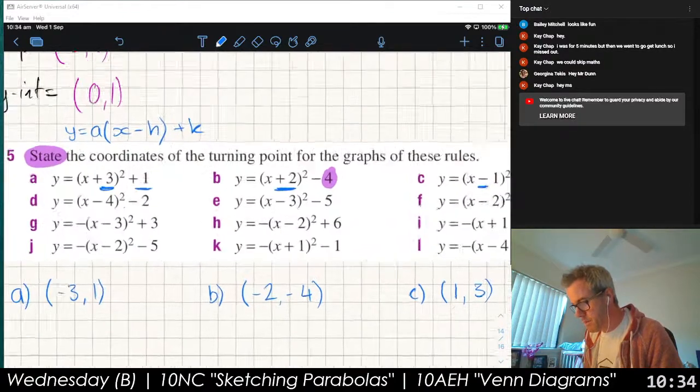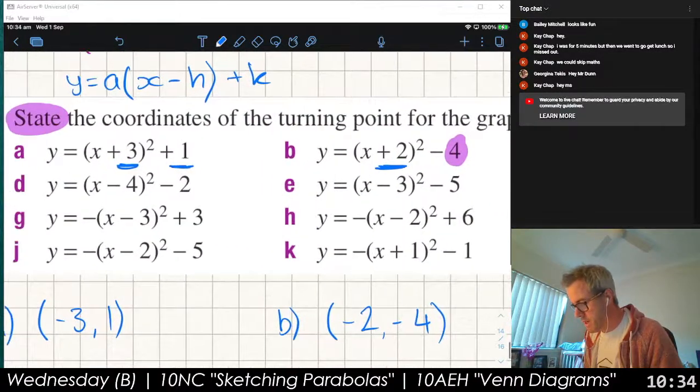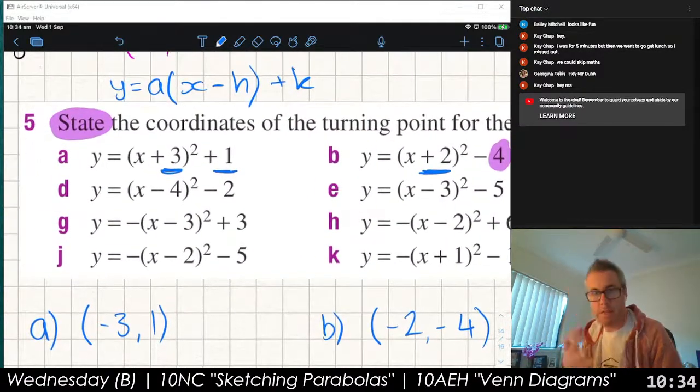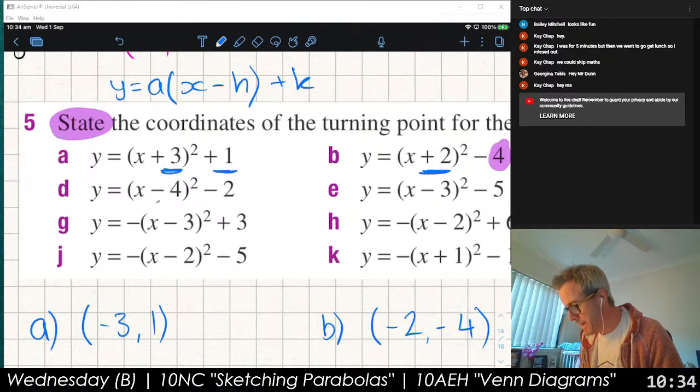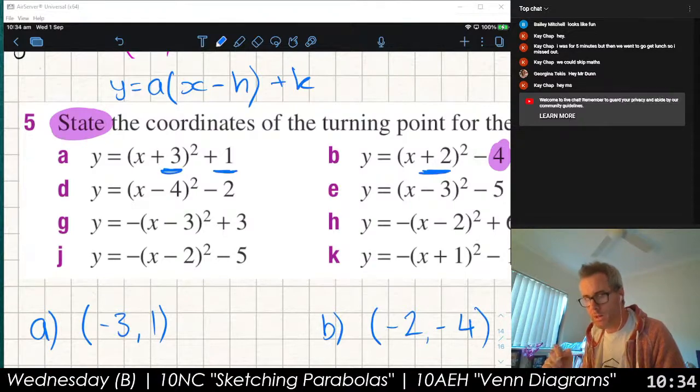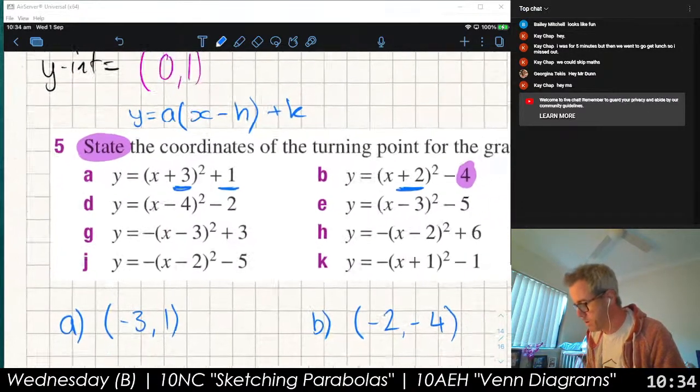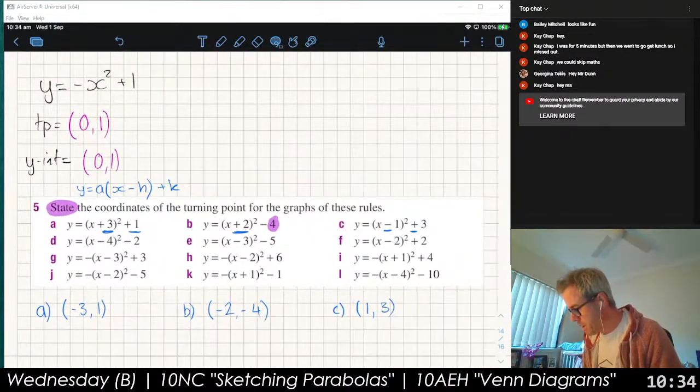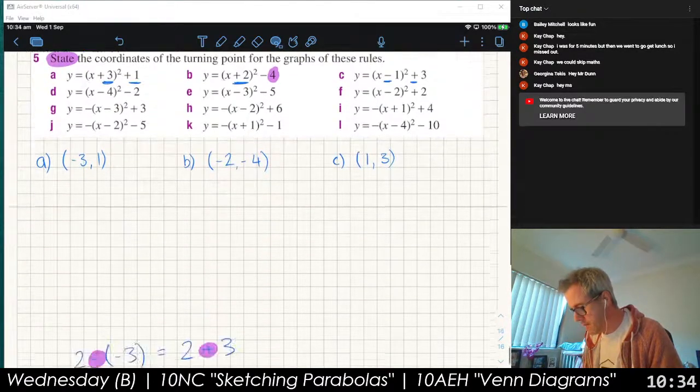You can see that for pretty much all of question 5, the turning point is there. It's really easy to see, but the tricky part here is disseminating these positives and negatives. Pay careful, close attention to that.